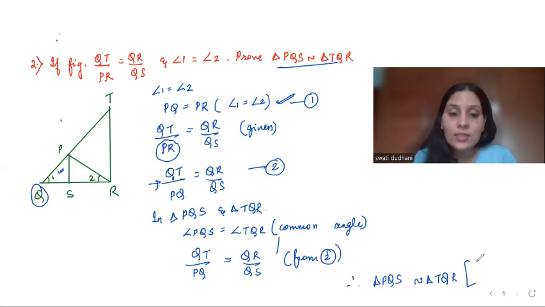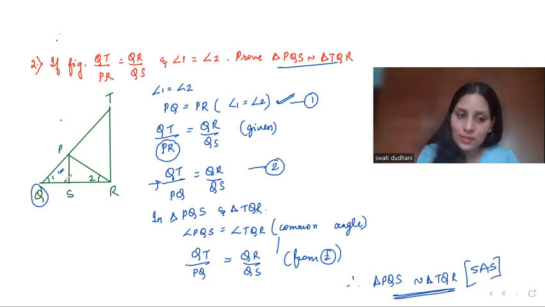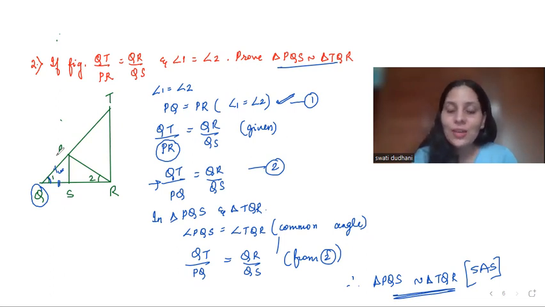But why is it similar? The criteria is very, very important. You'll be awarded 1 complete mark for writing the axiom, the criteria. What is the criteria here? The criteria is SAS. By SAS, both the triangles are similar. Here the angle is between the two sides, because you can see you have considered PQ and QS. So the angle is between these two sides. So side angle side. I hope this is clear to you. Thank you.